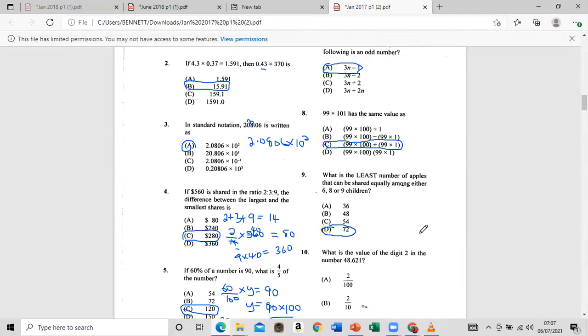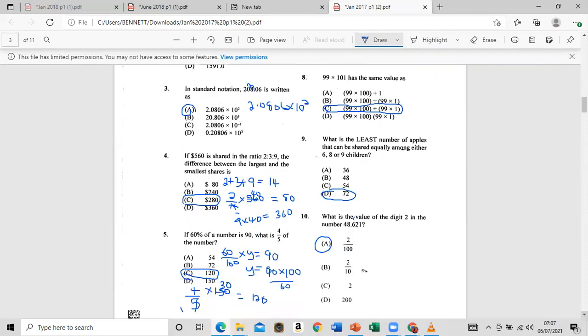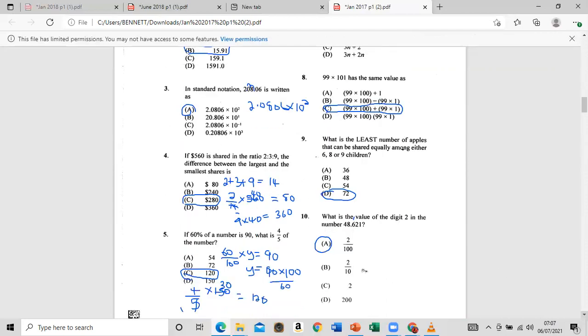It would be 72. What is the value of the digit 2 in the number 48.61? Now this 6 is 6 over 10. So this is 2 over 100. Remember, we don't have any ones, right? So we start at the tenths, hundredths, thousandths.